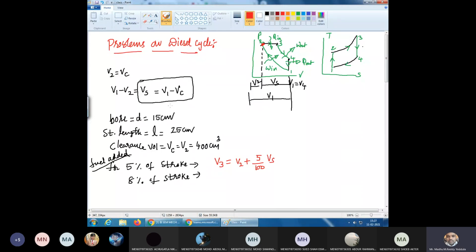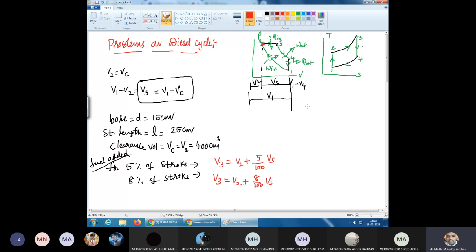I'm reading again. If the fuel injection takes place at constant pressure for 5% of the stroke, it means V3 value is equal to V2 plus 5% of the stroke. Similarly, in the second case, V3 is equal to V2 plus 8% of the stroke.